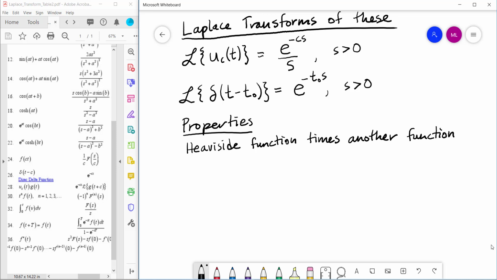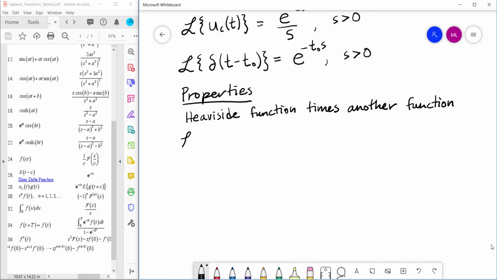Often it'll show up like this. And you take the Laplace transform of that. So our Laplace transform of our Heaviside function, u sub c of t, times some other function, f of t minus c, we'll have it shifted so that that function also has its origin shifted to the same point as this. Basically, they're both functions centered at t equals c.